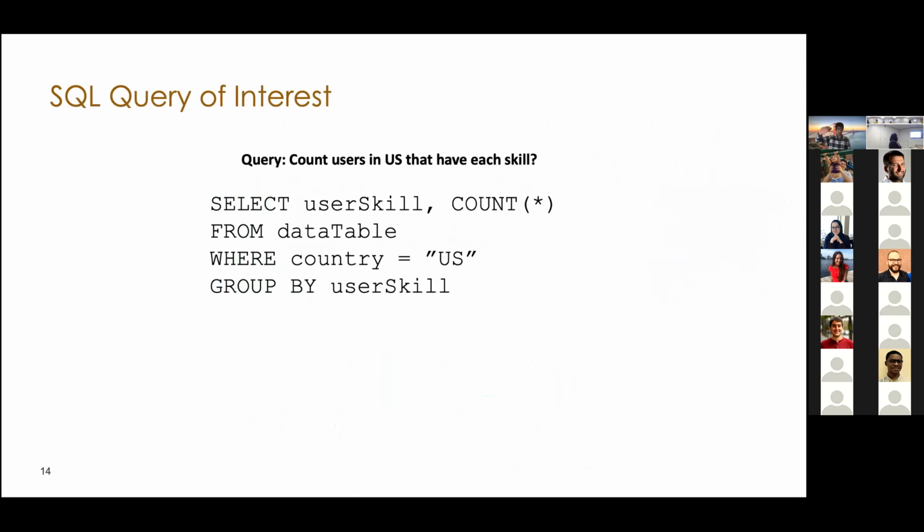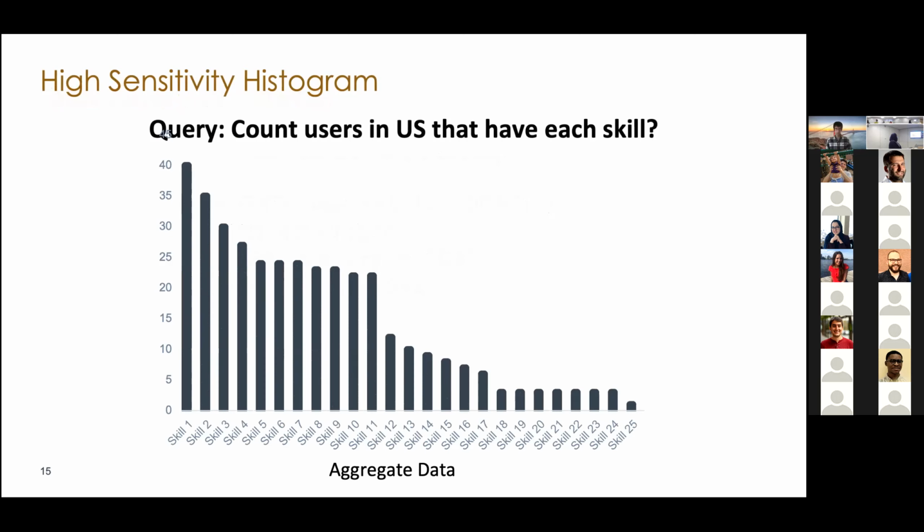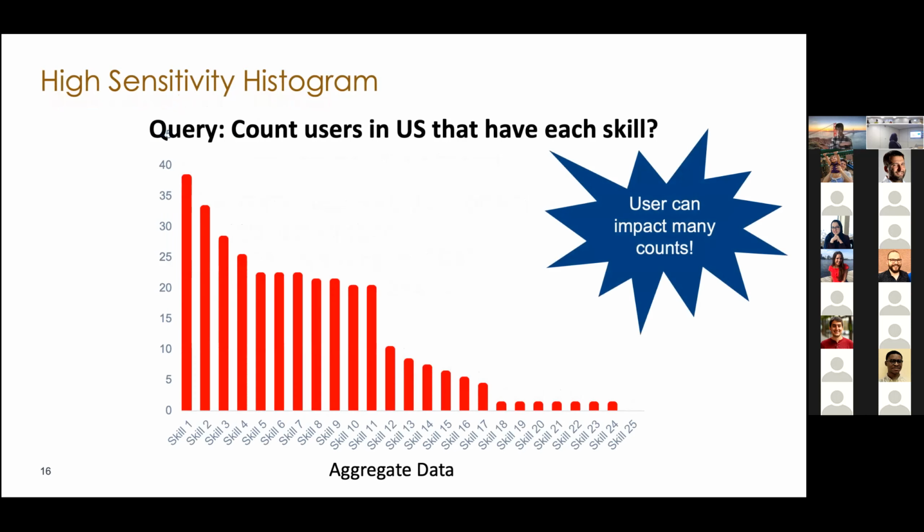So let's have a very similar SQL query, but slightly change the way we're doing the group by. We want to ask a query like: count the number of users in the US that have each skill. For this, we're going to have a histogram represented over all these different skills. Now we run the same thought experiment in differential privacy. How much can one user impact this histogram? Remove this person from the data set. One user can have lots of different skills, so potentially all of these counts can drop. So we call this a high sensitivity query.